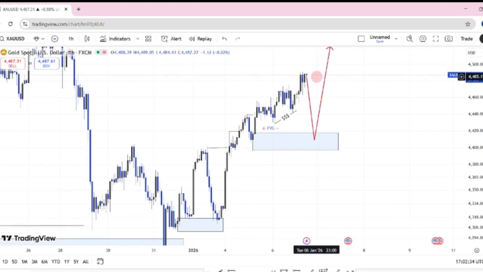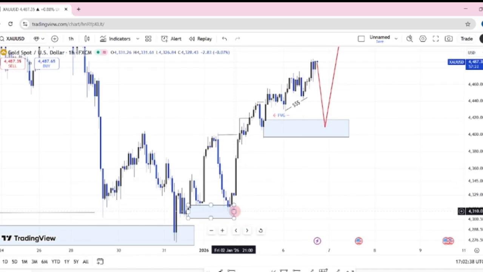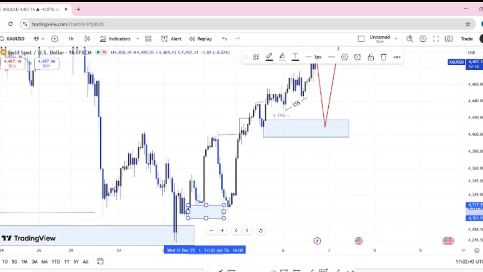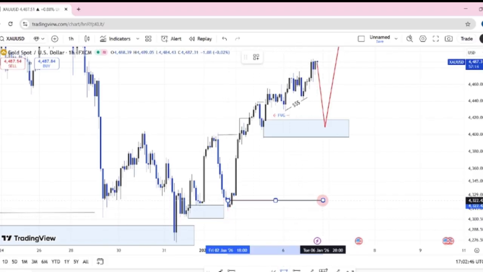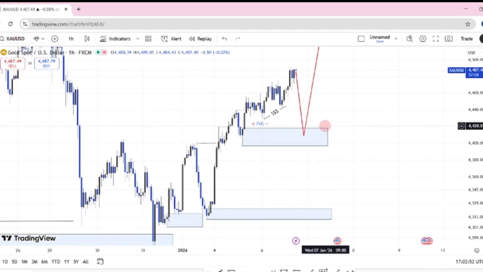So this is my bias for gold, and we also still have this pending order block, just like what I discussed during the live stream. We still have this pending order block here. This is also left unfilled on the 1 hour. We still have this left unfilled. So we'll be looking at this, and we'll be looking at this.